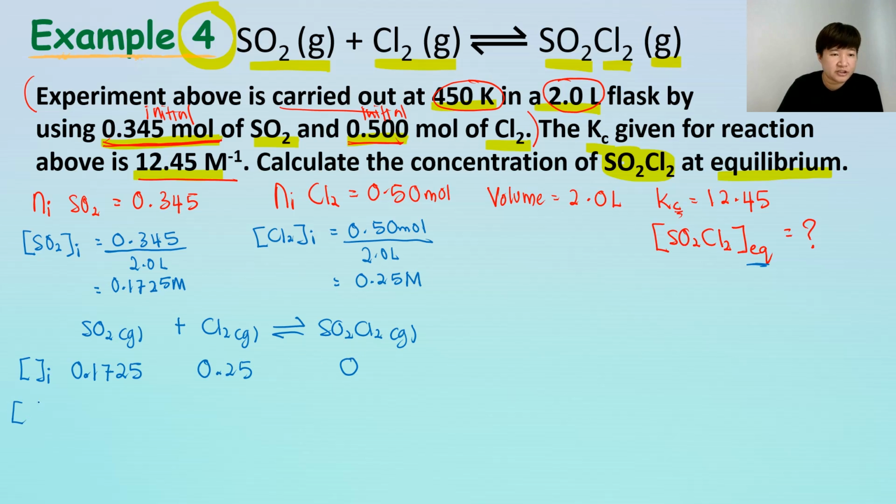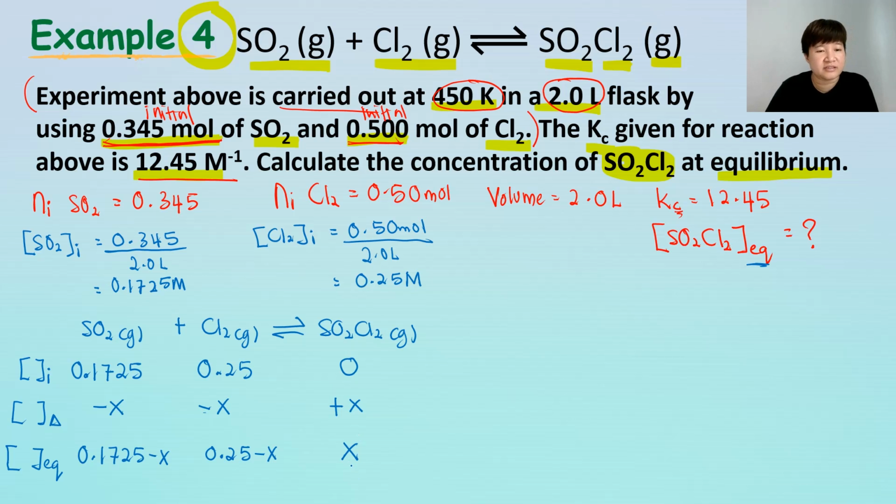The concentration changes over here: minus X, because it's a reactant with stoichiometry 1. Minus X again, as the reactant with 1 coefficient. And over here as your product, plus X. The plus is because your product increased along the experiment. And your equilibrium over here, obviously, simple, straightforward: 0.1725 minus X for the SO2. Cl2, 0.25 minus X. And last but not least, X for the SO2Cl2.